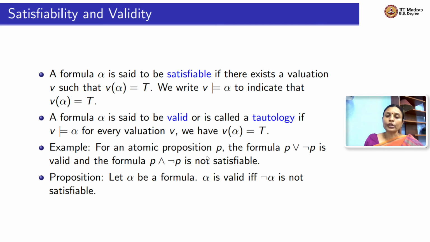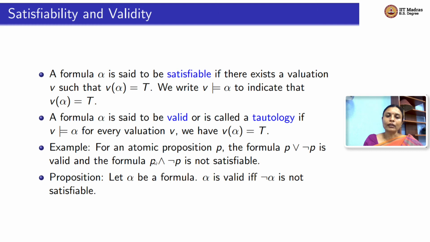For an atomic proposition P, the formula P or not P is valid and the formula P and not P is not satisfiable. You understand, right? Between P or not P, one of them will always be true, and OR will be true as long as one of them is true. So this is an example of a valid formula or a tautology.